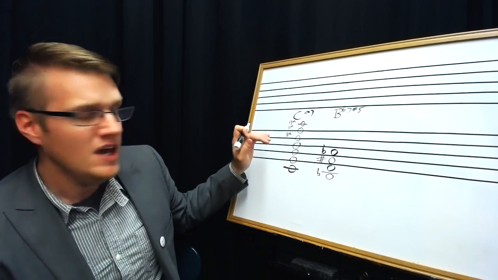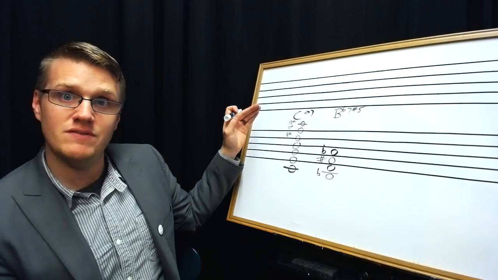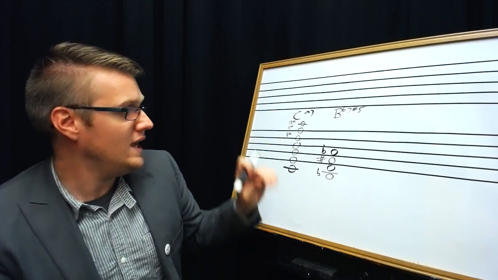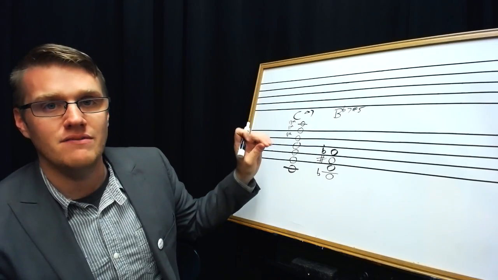So extension is when you're taking notes and going above the octave in a chord. And alteration is when you're either raising or lowering either the 5th, the 9th, the 11th, or the 13th.